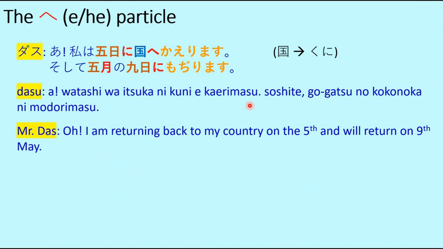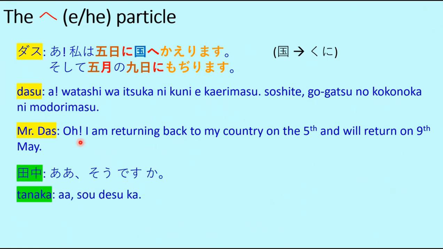I am going to my country and I will return. So now the return becomes modorimasu. So ikimasu and kaerimasu are used accordingly, and modorimasu is always used to express the return back to the same place. So watashi wa itsuka ni kunie kaerimasu, soshite gogatsu no kokonoka ni modorimasu.